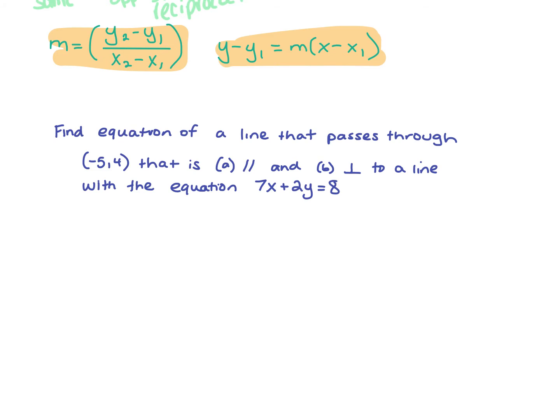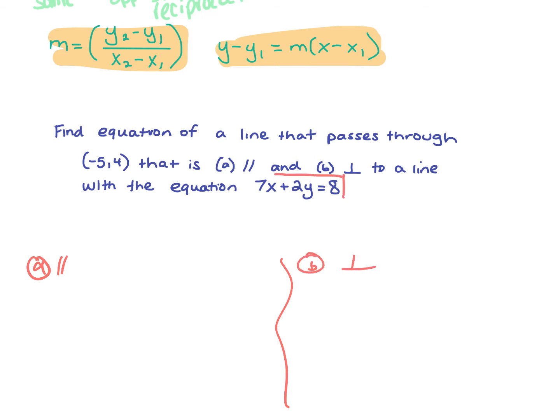Find the equation of a line that passes through negative 5, 4, that's A, parallel to, and B, perpendicular to, a line with the equation of 7x plus 2y equals 8. There are 2 questions here. One where it's asking if it's parallel, one where it's asking if it's perpendicular.